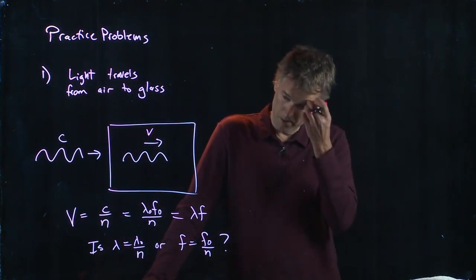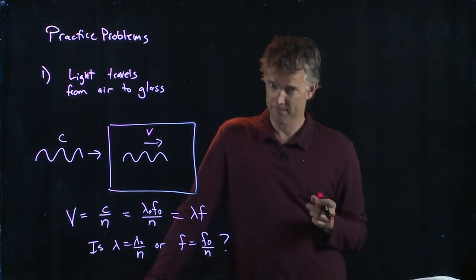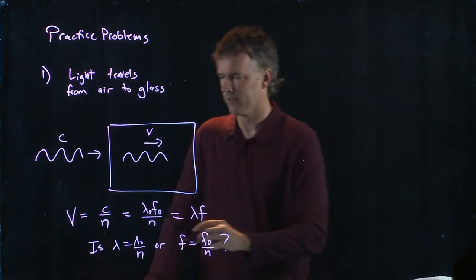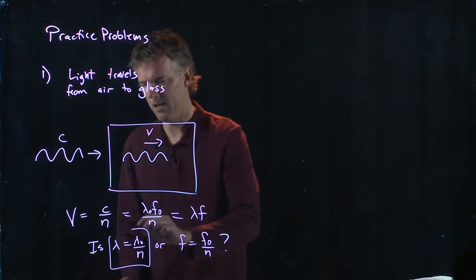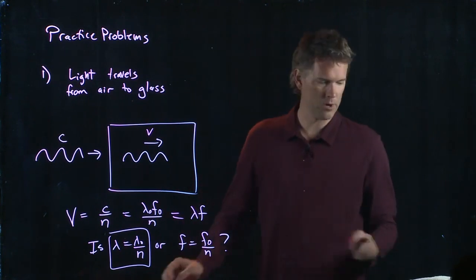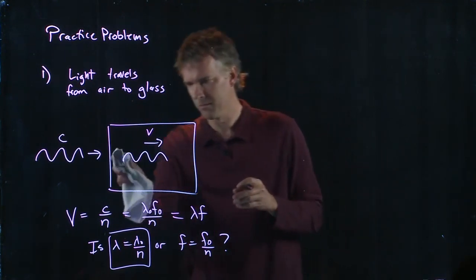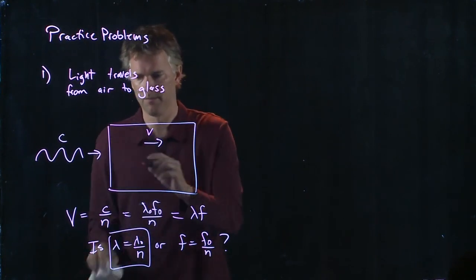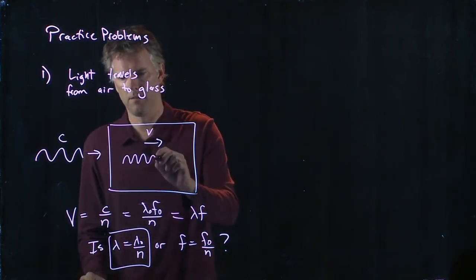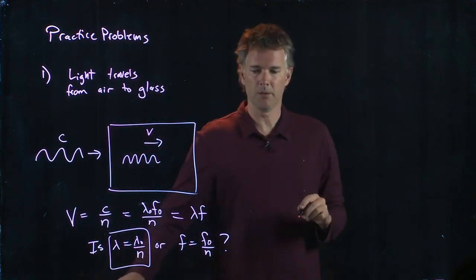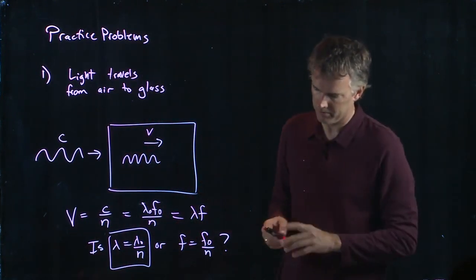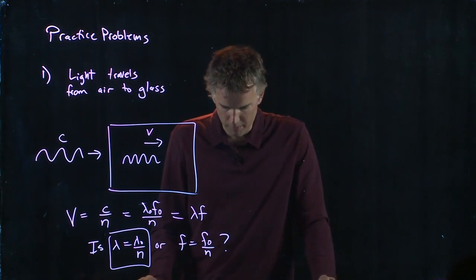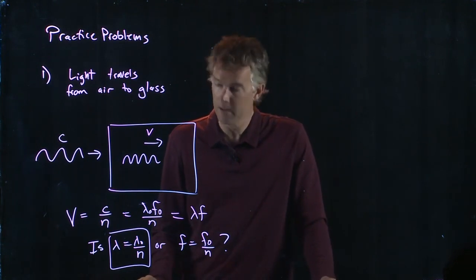So anybody remember which one is affected and which one is not? The wavelength is the one that's affected, okay? The wavelength gets shorter, and so if we draw this in the material, we should really draw it with a shorter wavelength, propagating through the material, but it still has the exact same frequency. So we would say that the frequency is, in fact, unaffected.